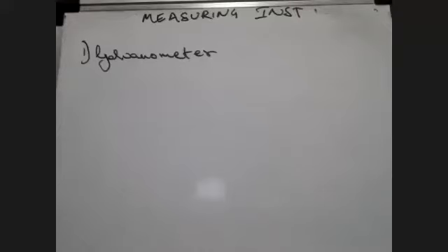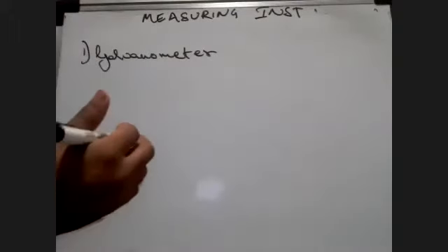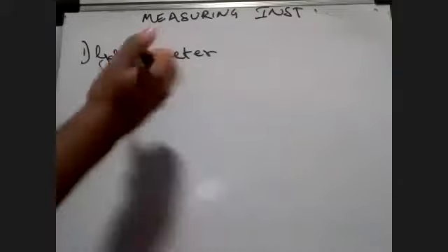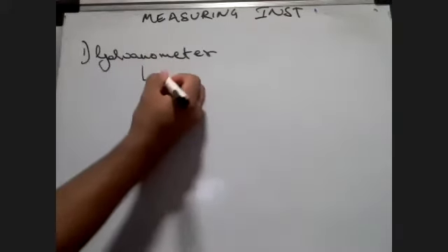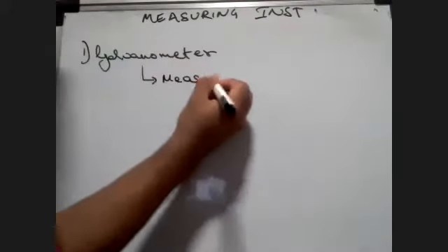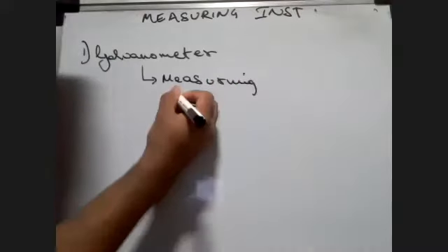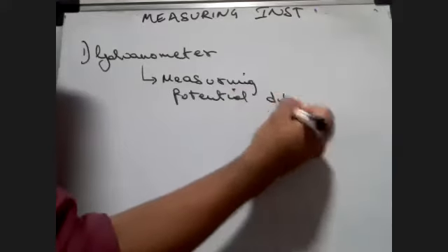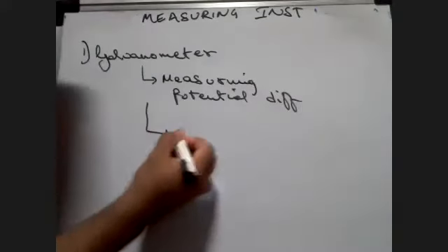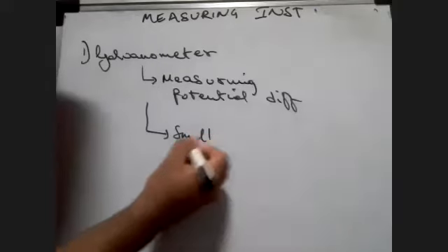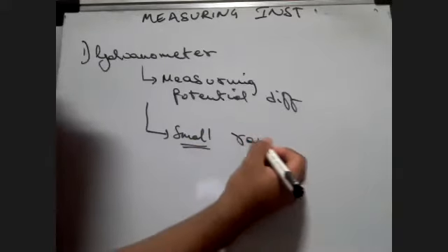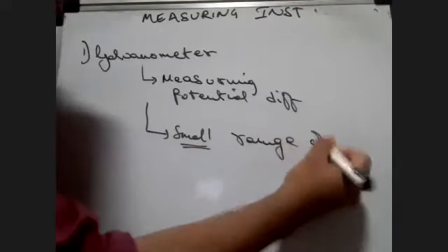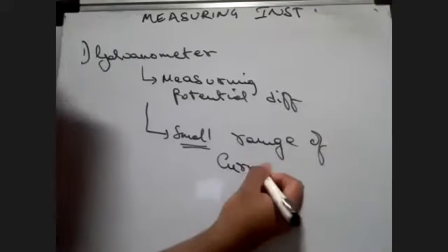Okay, so it is not just for checking the potential difference. It is also for checking a small amount of current. So it is used for measuring potential difference and a small range of current, and this word small is important here. I'll tell you how much exactly.